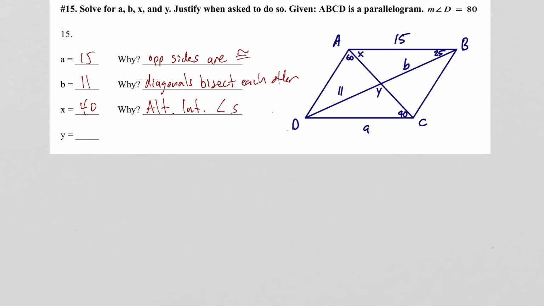Okay, for y, this and this makes a transversal. So this and this are alternate interior angles. So this is 25. And then here we have a triangle. Those add up to 180. So y plus 25 plus 40 equals 180. So y must be 115.